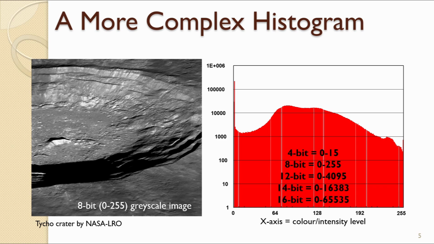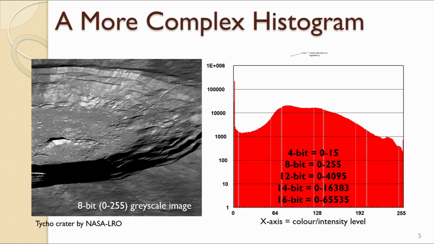Depending on what the bit depth of your image is, you'll have a different number of bins: 16 bins for 4-bit, 256 for 8-bit, 4096 for 12-bit, 16,384 for 14-bit, and 65,536 for 16-bit.